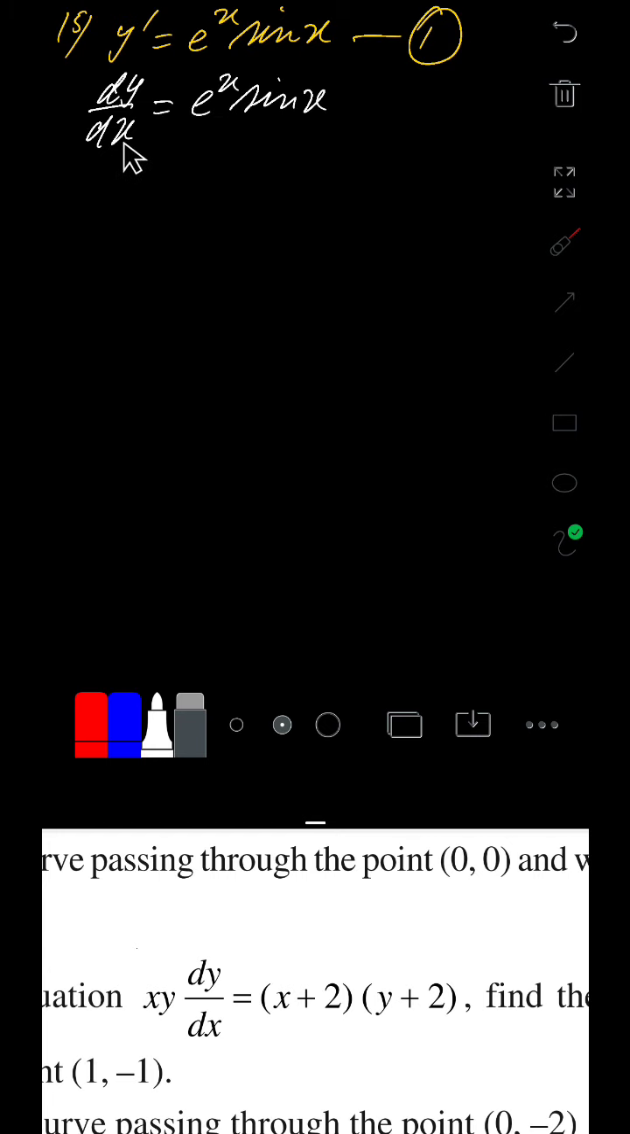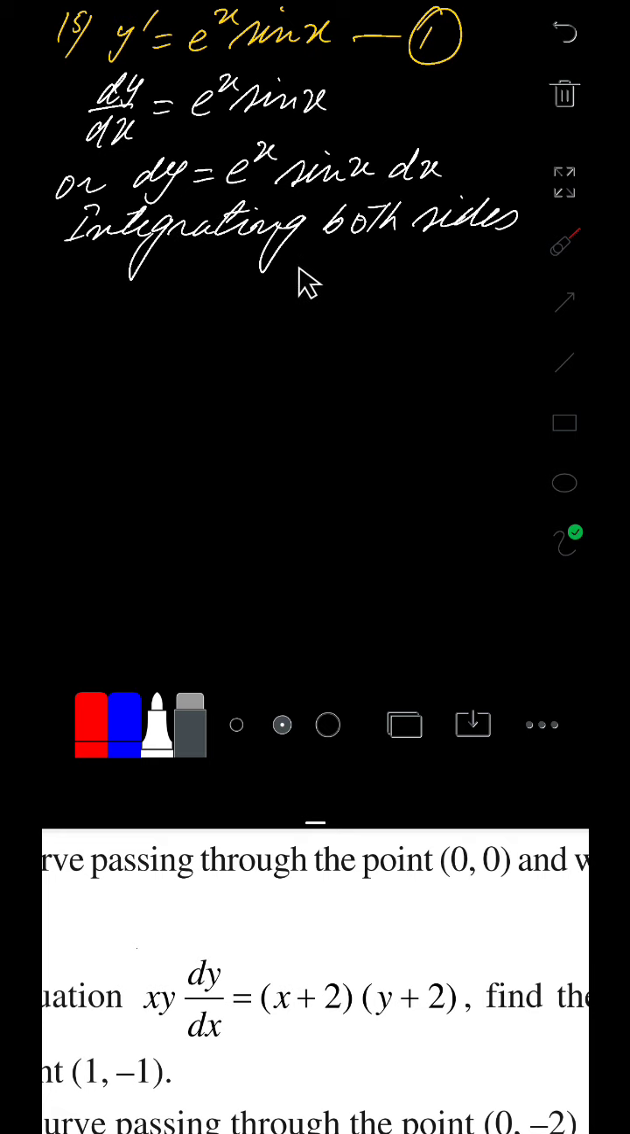Now transposing dx to the right hand side, we get dy is equal to e raised to the power x sin x dx. Quite clear, this is variable separable form, so integrating both sides, we get integral 1 dy is equal to integral e raised to the power x sin x dx. Integral of 1 with respect to y is y, so we have y is equal to the integral.